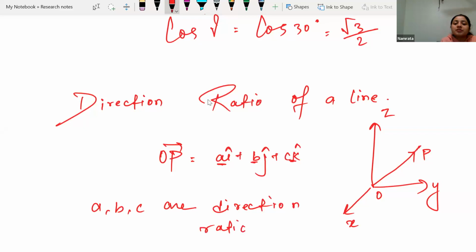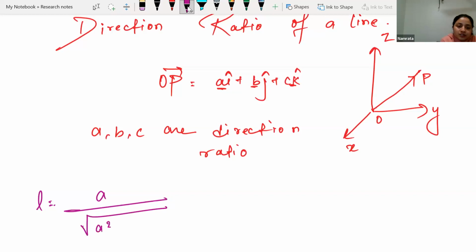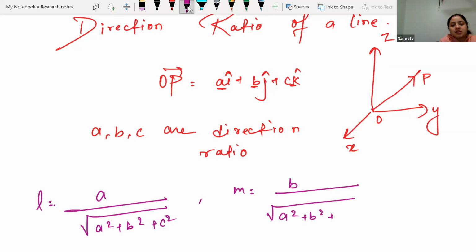And there is one relation between direction ratio and direction cosine. Let me write it. The relation is L is equal to a over under root a square plus b square plus c square. M is equal to b over under root a square plus b square plus c square. This is the relation between direction ratio and direction cosine. Whenever we have an equation of a line in vector form, the coefficients a, b, c are the direction ratio. N is equal to c over under root a square plus b square plus c square.